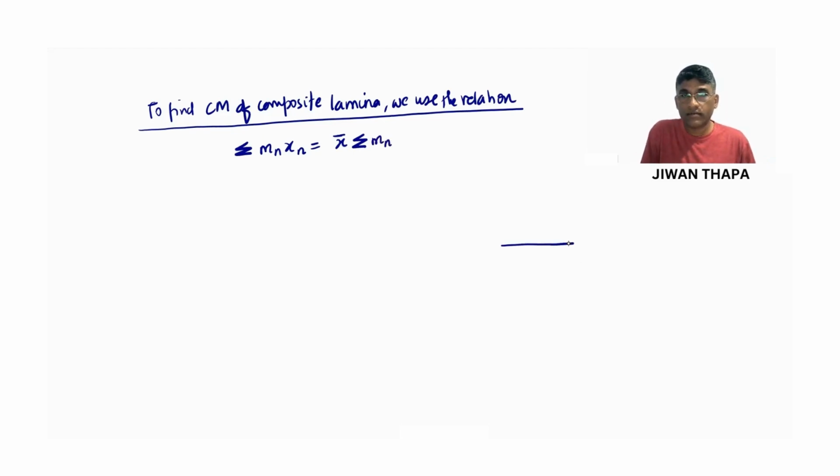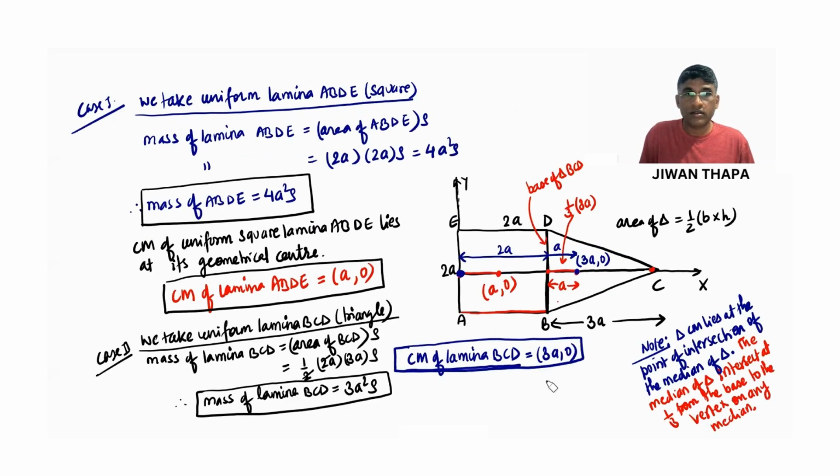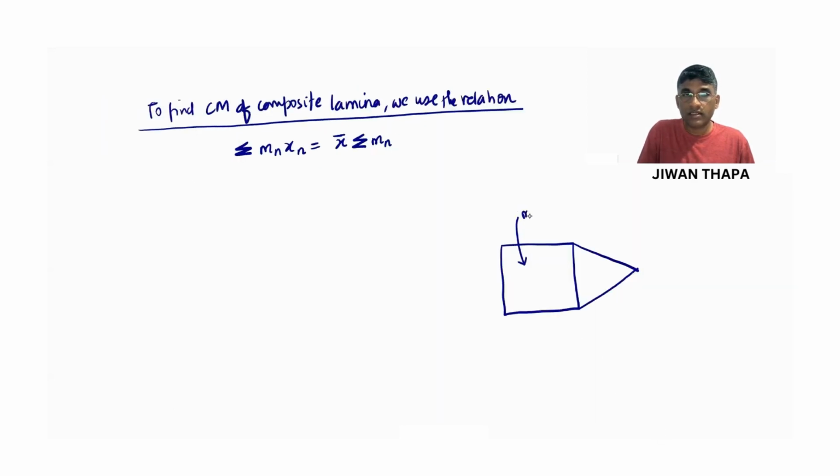Now what we find, okay, we have this, okay. So for the square lamina, okay, the mass is 4A square rho. Its mass is 4A square rho, and its center of mass is at its geometrical center, okay. So we have this.